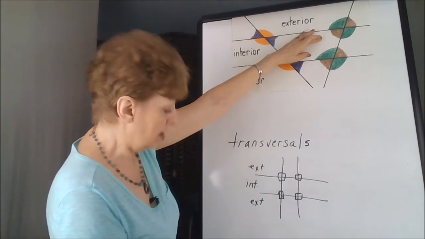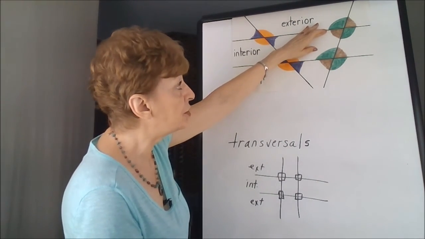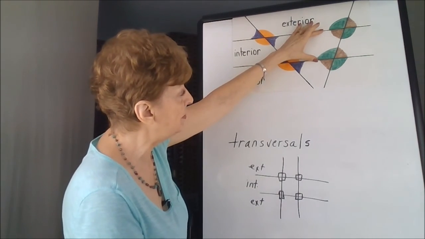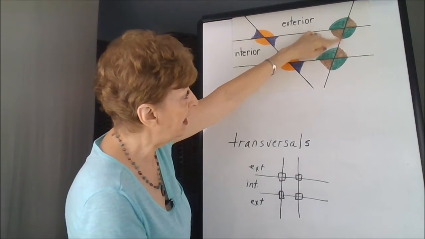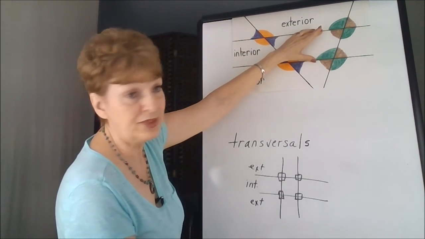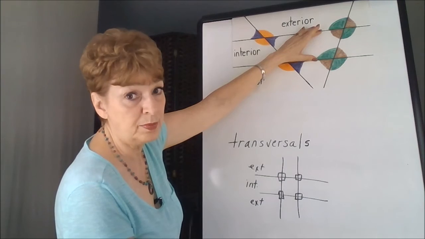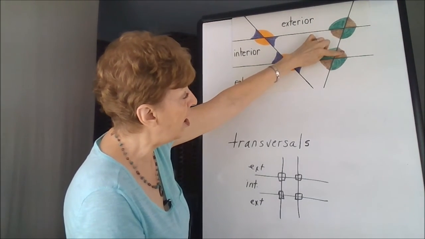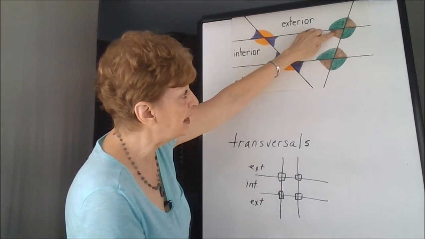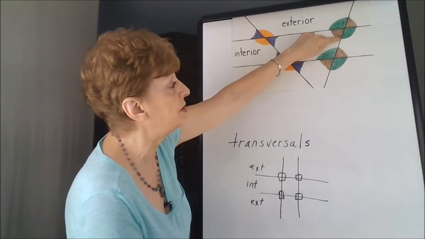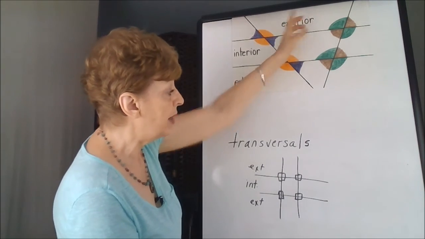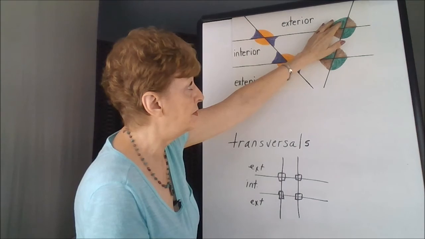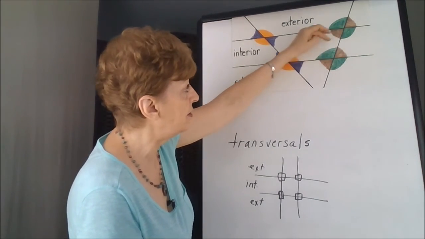Also, there's something called alternate interior angles. And in that case, we would have, like this brown one and this brown angle are both in the same interior part. And they also are the same. They are alternate because they're on different sides of the transversal. Those are also equal.